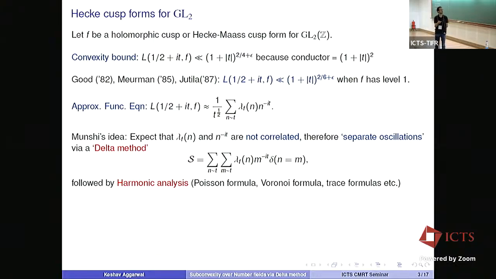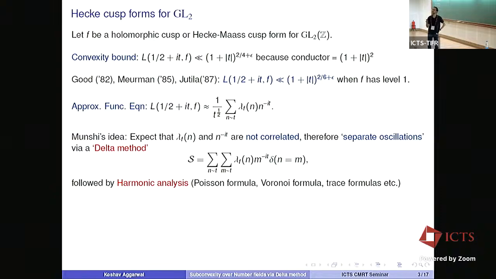There are various ways to go about it. One could take a moment of this and try to get a shifted convolution problem and then try to separate the oscillations. But of course, there is this well-known idea of Munshi that you can separate these oscillations right away in the L function itself without taking a moment of this. So you don't have to stick it in a bigger family. You can just try to separate these oscillations. And you write the single sum as a double summation, and you try to get cancellations in this particular summation.